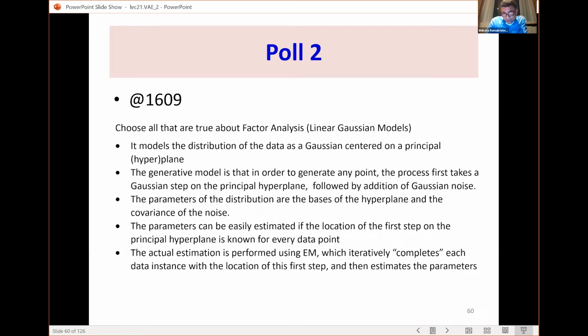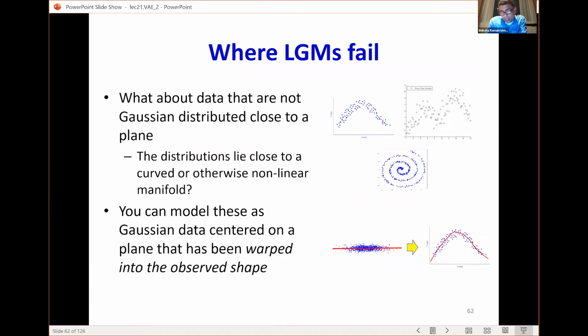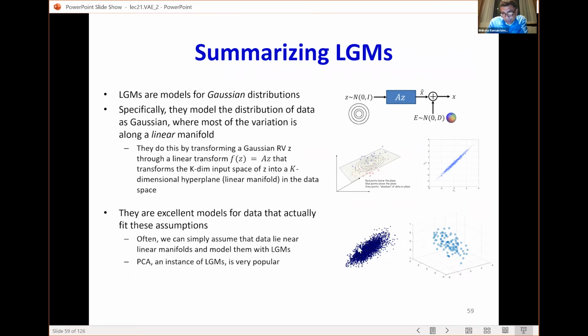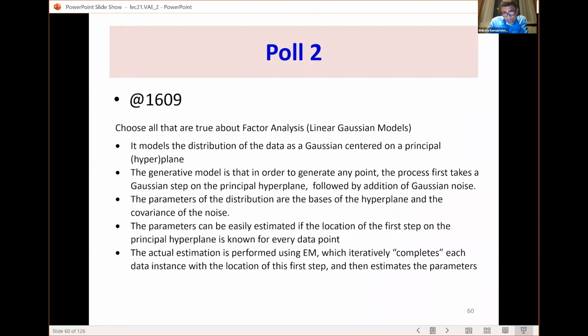And the fourth, if you knew exactly where on the plane you started off from to generate each data point, then the estimation is trivial. But because it's not known, the fifth is true, the actual estimation is performed using EM. So far, so good, right? But what kind of distributions do linear Gaussian models model? Again, you can see that this is a generative model, right? You're drawing a sample from a Gaussian, putting it through a linear transform, and then adding Gaussian noise to it. It models Gaussian distributions which are close to a hyperplane.